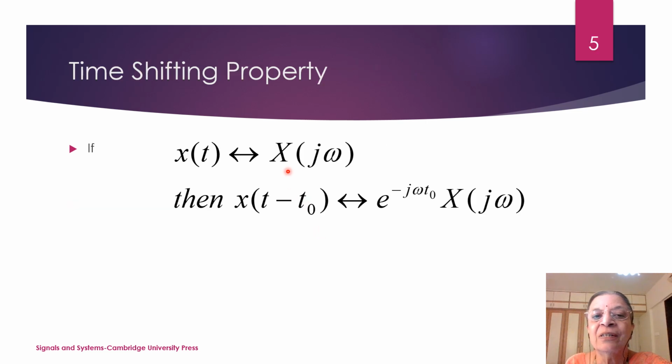Second property is time shifting property. Whenever the input is just translated by time t0, so instead of x(t) we have x(t minus t0), what happens in the Fourier domain is the corresponding Fourier transform will be multiplied by e raised to minus j omega t0. That means the magnitude response will remain the same, only there will be change in the phase.